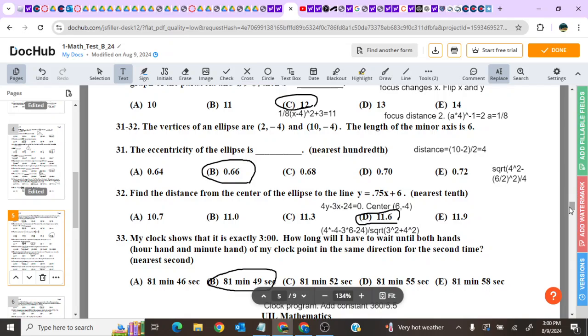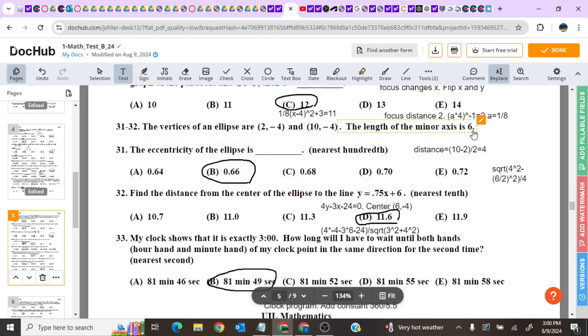31 to 32. The vertices of an ellipse are 2 and negative 4 and 10 and negative 4. The length of the minor axis is 6. What is the eccentricity of the ellipse? Well, first off, we need to figure out the length of the minor and major axes. The minor axis is given as 6, but the major axis we have to figure out by the distance between these 2 points. So 2 and 10 has a distance of 8. So the distance from the center is 4.